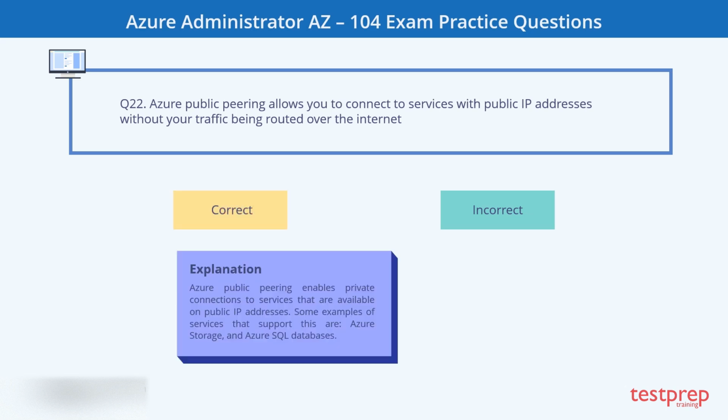Correct. Azure Public Peering enables private connections to services that are available on public IP addresses. Some examples of services that support this are Azure Storage and Azure SQL databases.